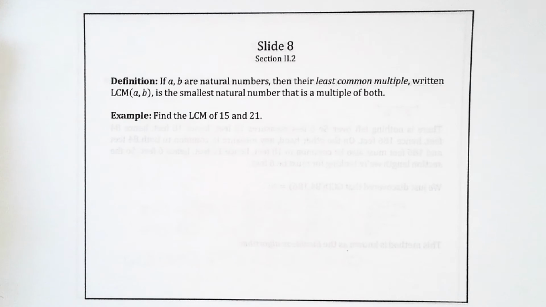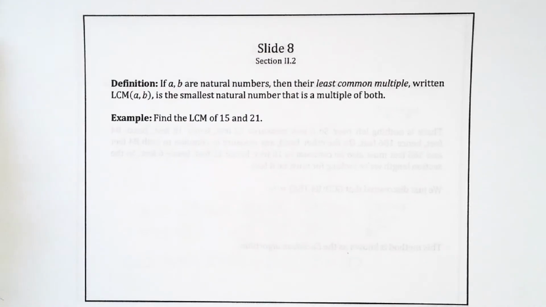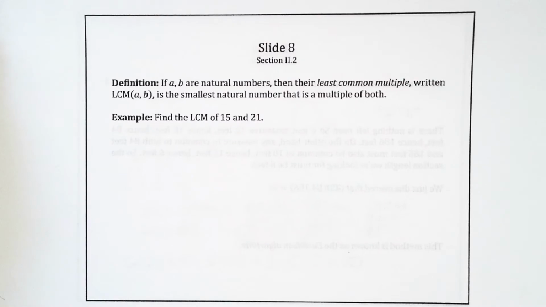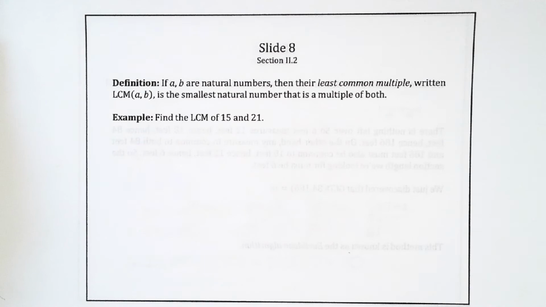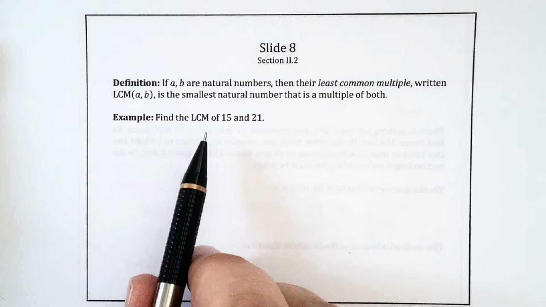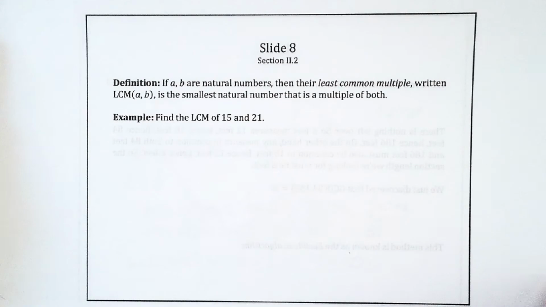If a and b are natural numbers, then their least common multiple is the smallest natural number that is a multiple of both. So what we have to do is list the multiples of the two numbers and just find the one that is the smallest number that is common to both numbers. So, for instance, let's look at 15 and 21.